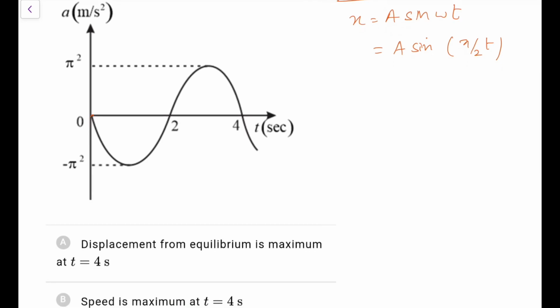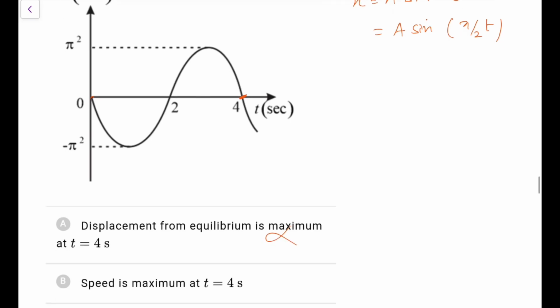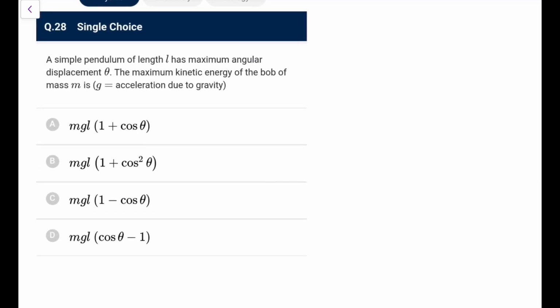So displacement from equilibrium is maximum at 4 seconds. At 4 seconds acceleration is 0, that means it is at equilibrium. This is false. Speed is maximum at 4, yes, because it is at the mean, speed will be maximum, so no point in going further. Next, you know in SHM speed is maximum at the mean and acceleration is 0 at the mean.